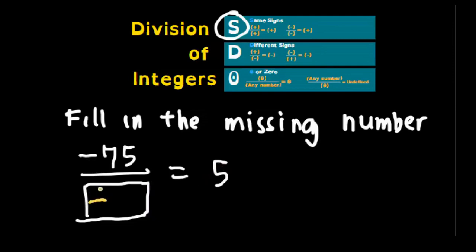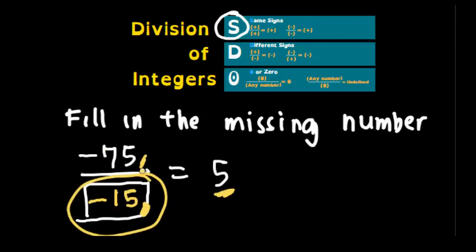So, ang gagamitin nating number ay 15. That's gonna be our denominator because 75 divided by 15 is equal to 5. And negative divided by negative is equal to positive. So that is our final answer here. Negative 15 is the missing number.